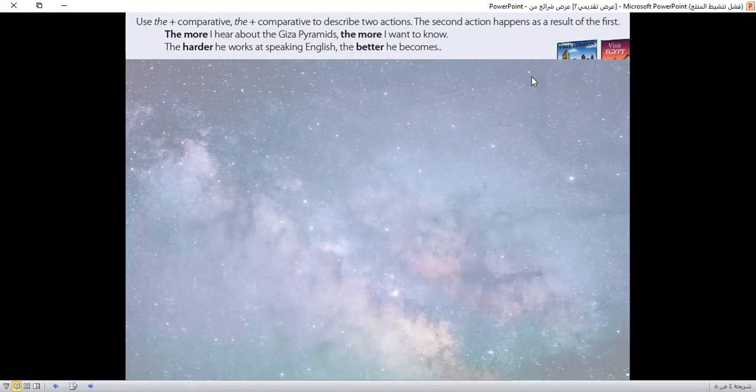Now here is some kind of comparing that may be new for you, some forms that I use when I compare between two things, but in another way, not the simple way that we have known. When I use the plus the comparative, and then the plus the comparative, to describe two actions, the second action happens as a result of the first. How? Pay attention here. So the, and then the comparative. Also the same sentence, and then the comparative.